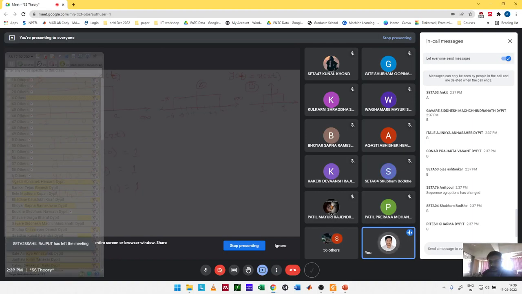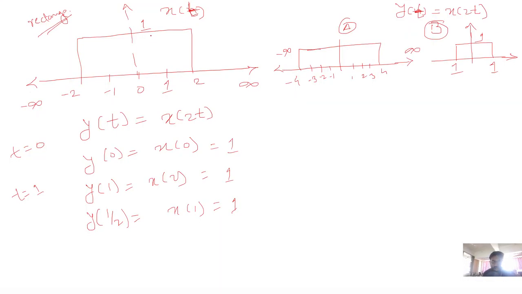I hope I'm clear. Who had asked the question? Yes, sir. Is it clear now, Sapna? Yes, sir. Okay, so don't get confused. I had written specifically over here that this level is amplitude 1, and from 0 to this part it is going to be 1.